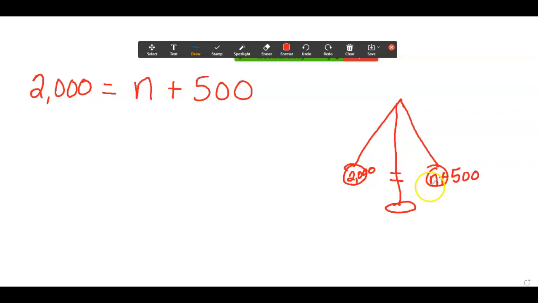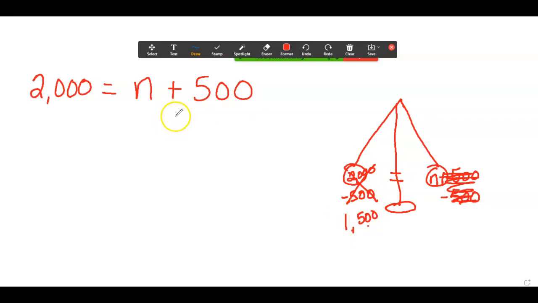So that's where the opposite operation comes in. So what is the opposite of addition? That is correct, subtraction. So if I subtract 500 here, I'm left with just n. But if I do it over here, I have to also do it over here. So 2000 minus 500 is 1500. So now I'm left with n equals 1500.